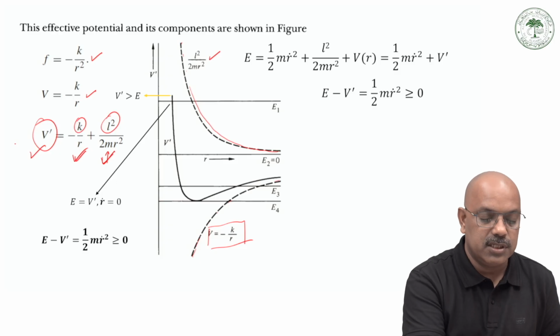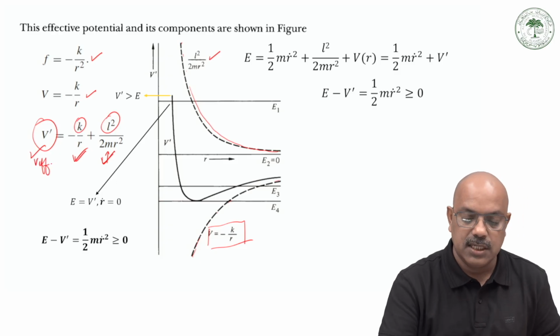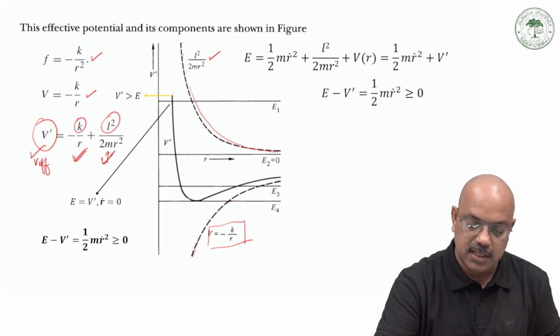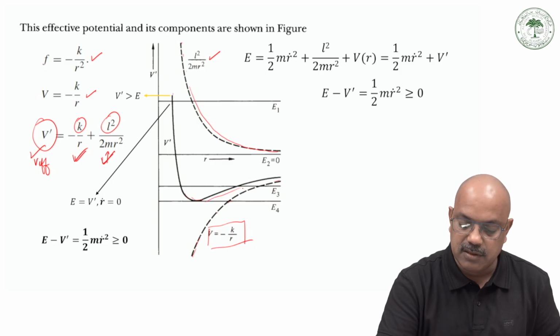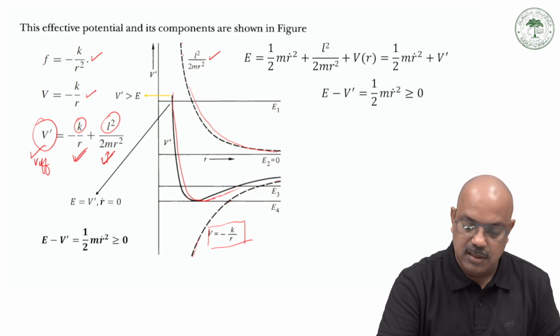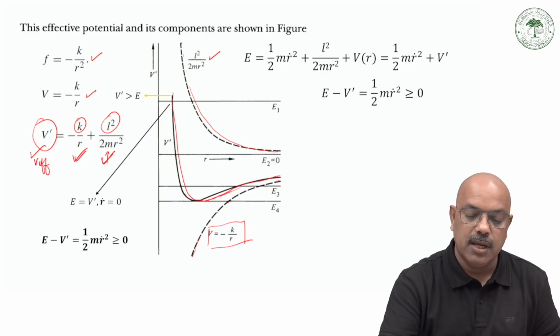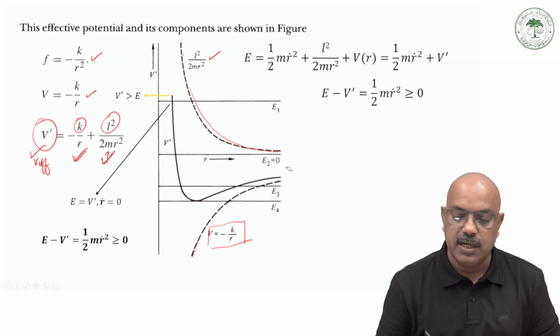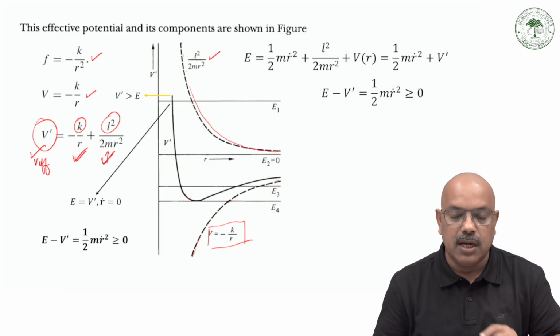Okay, so what is the effective potential, adding this and this? The V effective I'm going to get is this potential. This solid line is my effective potential. Okay, so let us try to understand what the trajectories are going to be.